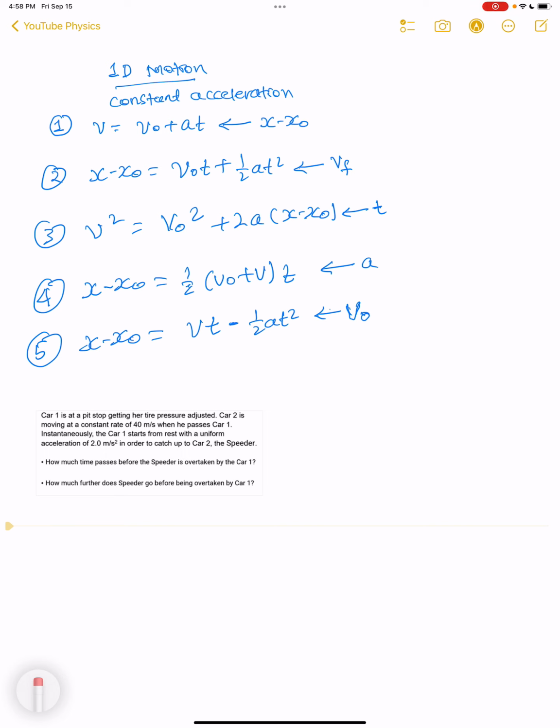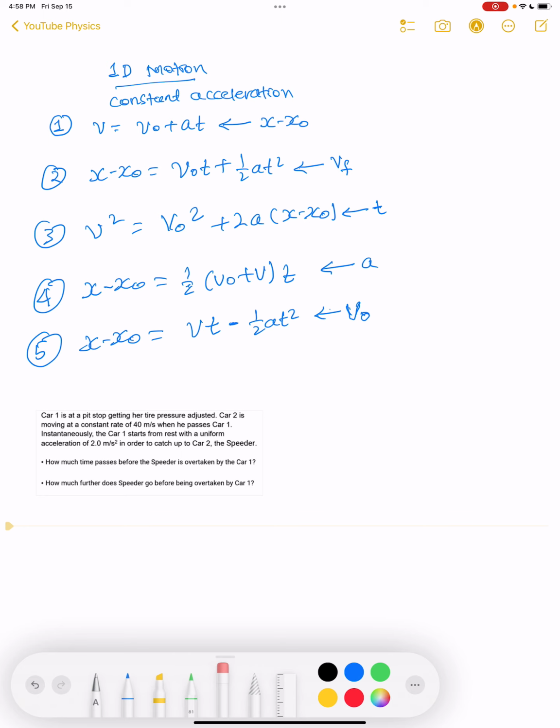So let's do this exercise. In this exercise, we have two cars that are moving at different speeds and acceleration. Car 1 is at a pit stop, getting her tire pressure adjusted. And car 2 is moving at a constant rate of 40 meters per second when he passes car 1.